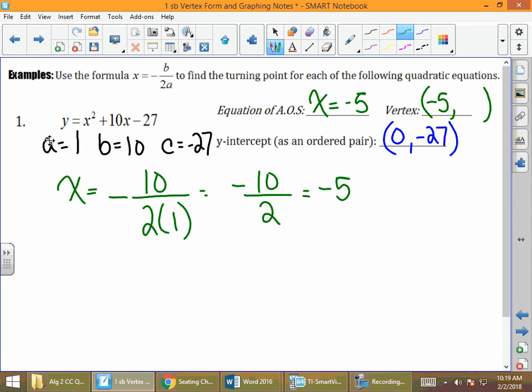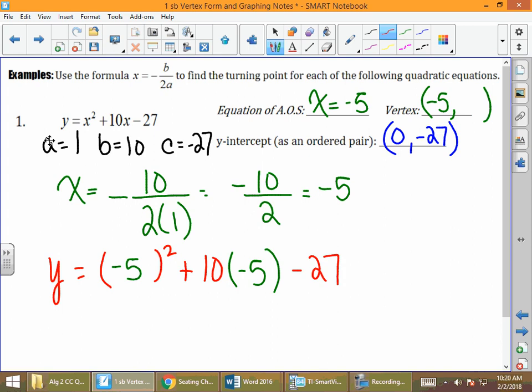And to figure out what it is, we're going to take this value of -5 and put it back into our function wherever we see x. So our function is y equals x squared plus 10x minus 27. So this is going to be -5 squared plus 10 times -5, putting that value of -5 back into our equation, minus 27. Well, we can type that into our calculator, and eventually we figure out that this value is -52.